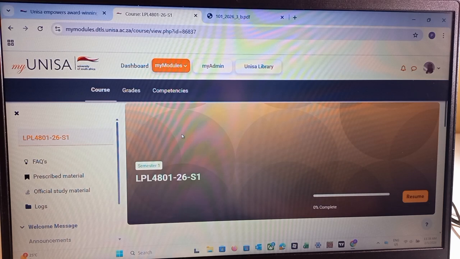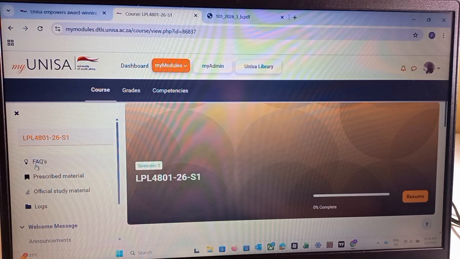I'm going to be showing you tutorial letter 101 for the module LPL4801, that is the law of sale and lease. So this is my Unisa site, and we are here on LPL4801. We are just going to go through it and see what is there for us.